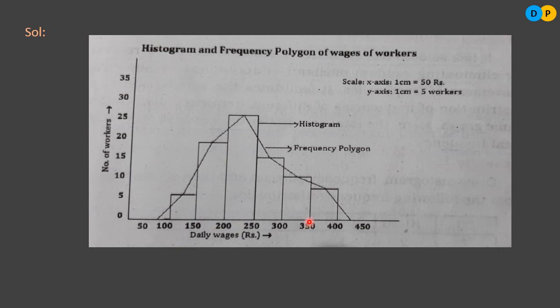If the final class interval in the given problem is 350 to 400, what is the next class interval? 400 to 450. What is the midpoint for 400 to 450? 425. So we will be joining these ends at the midpoint 425. So this is how we are going to plot a frequency polygon.